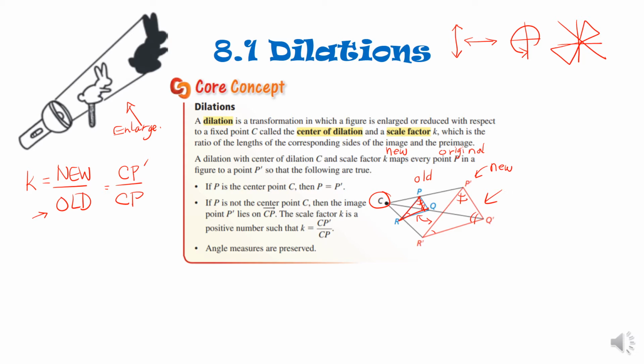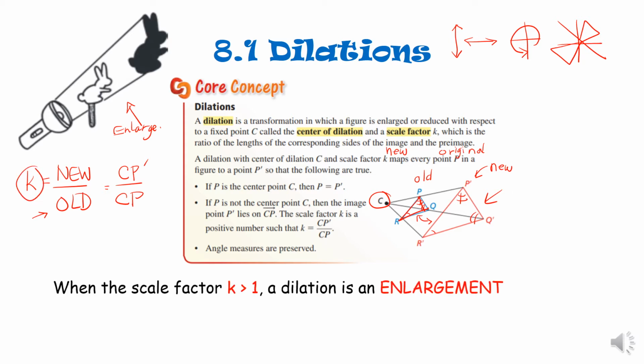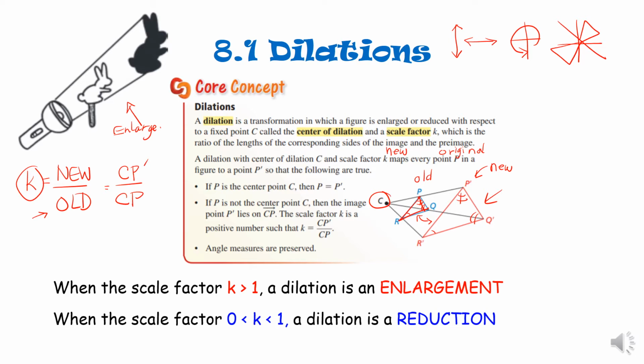So how do we know by looking at K what it is? So when the scale factor K is greater than 1, then the dilation is an enlargement. When K is between 0 and 1, a fraction, a positive fraction, a dilation is a reduction.